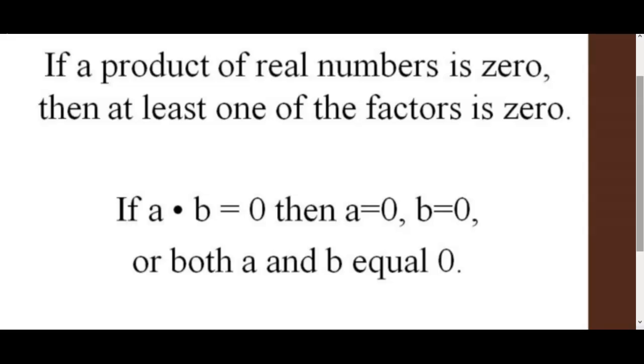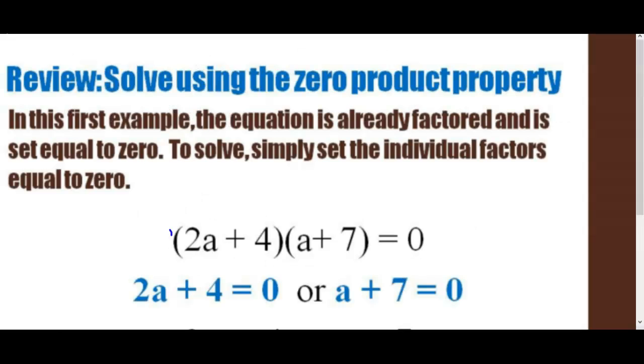Okay. So an example of that is taking something like where we were yesterday. We were at factored form. In this example here, 2a plus 4 times a plus 7 is in factored form. What is new is that it is now equal to 0. Up to this point, we have not had equal signs. So now it is new. It is equal to 0.